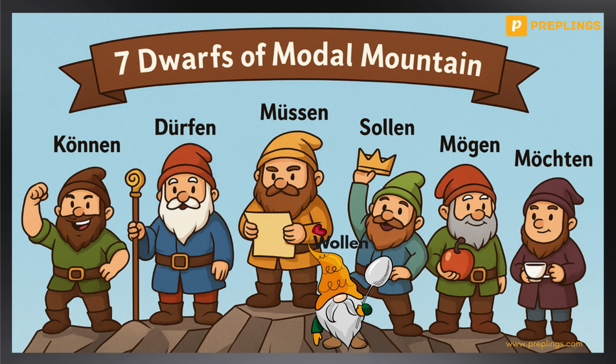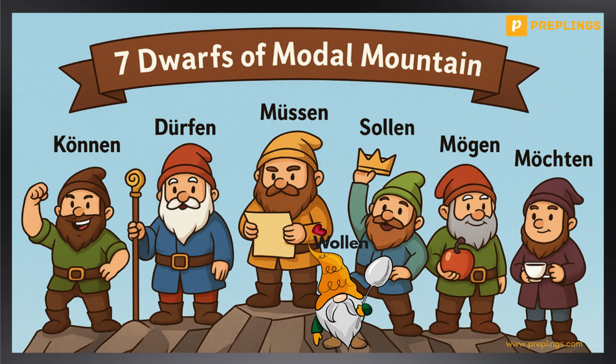Fifth one. Sollen is a rulebook carrier. He is strict in saying, "You should follow the king's rules." Sixth one. Mögen is lover dwarf. He loves everything but his favorite line is, "I like apples." And the last, seventh one.